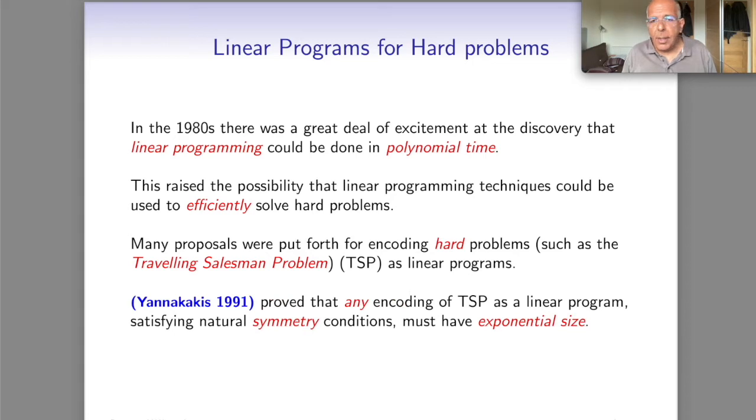Well, Yannakakis proved in 1991, sort of settling this kind of argument, that any encoding of the traveling salesman problem as a linear program which satisfies certain natural symmetry conditions must have exponential size. So now we can look at this as a lower bound on a certain model of computation. We're thinking of linear programs as a model of computation, satisfying certain natural symmetry conditions. And I want to try and relate this to the symmetric models of computation we've been talking about. This is not quite the same thing, but there is a relationship, and I want to explore this.